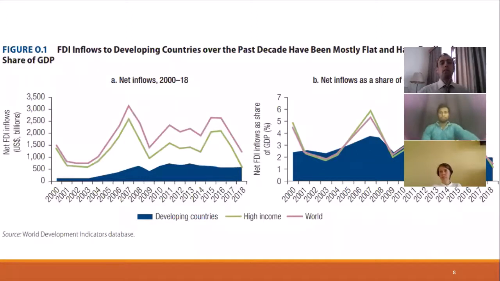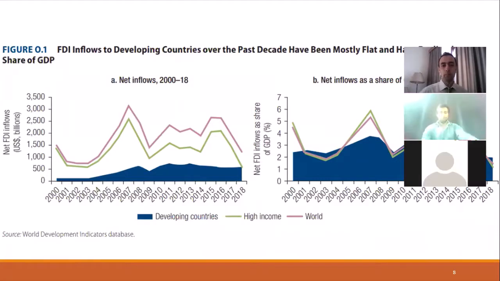This figure shows FDI inflows to developing countries over the past decade. Part A shows the stock of FDI net inflows in dollar value, and part B shows the GDP share of FDI. And as you can see, after 2016, this trend has decreased. The red line shows the FDI inflow in the whole world. The green line shows it in high-income countries, and you can see the dramatic decline after 2016. The same trend appears in the GDP share of FDI in the economies.